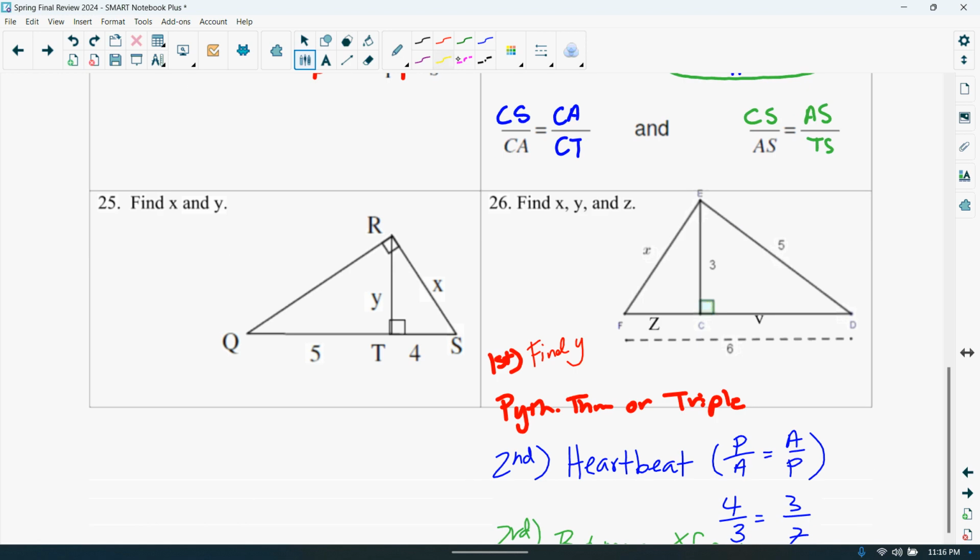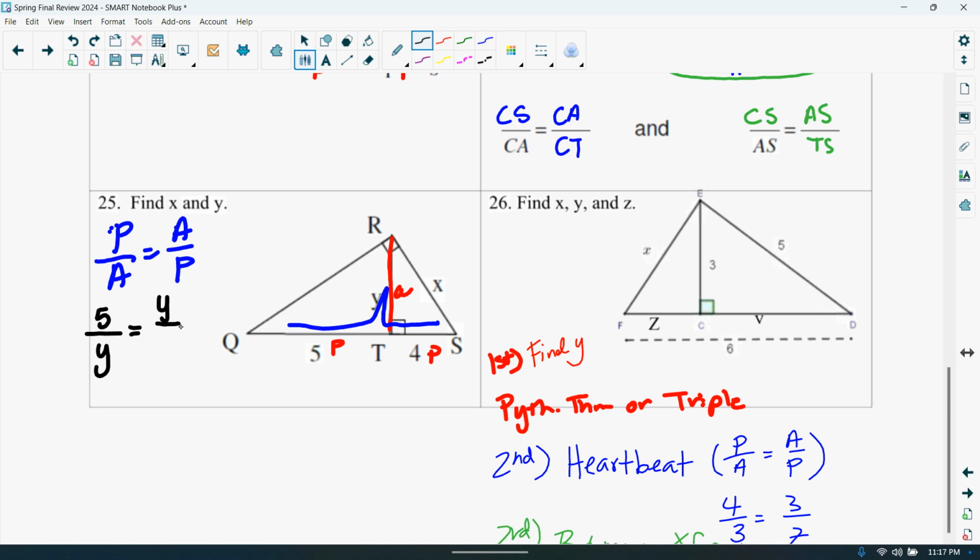So if I'm solving for y, the altitude, I need my two parts that the altitude splits the hypotenuse into, and we're using our heartbeat method, which is part over altitude equals altitude over part. If I substitute that in, I could start with the 5 part or the 4, it doesn't matter. Go to the altitude, which is y, which equals y over the other part. When I cross multiply, y squared equals 20, and then we have to take the square root.